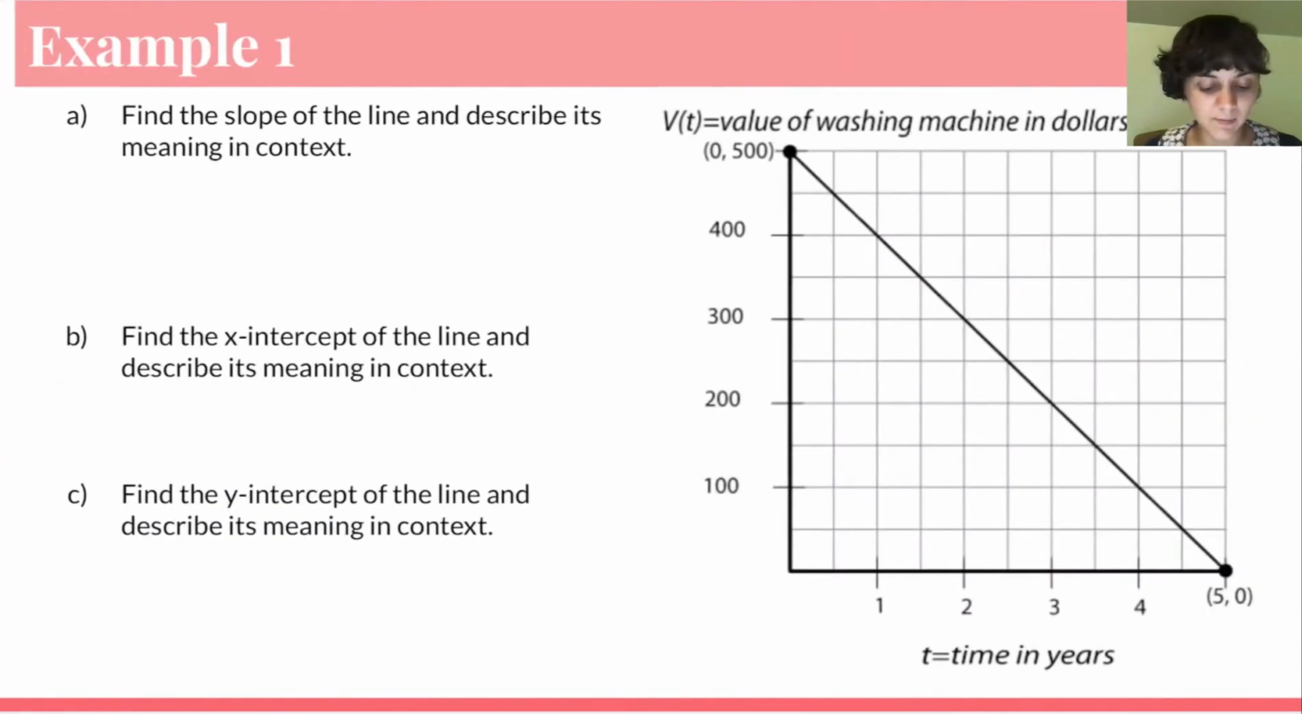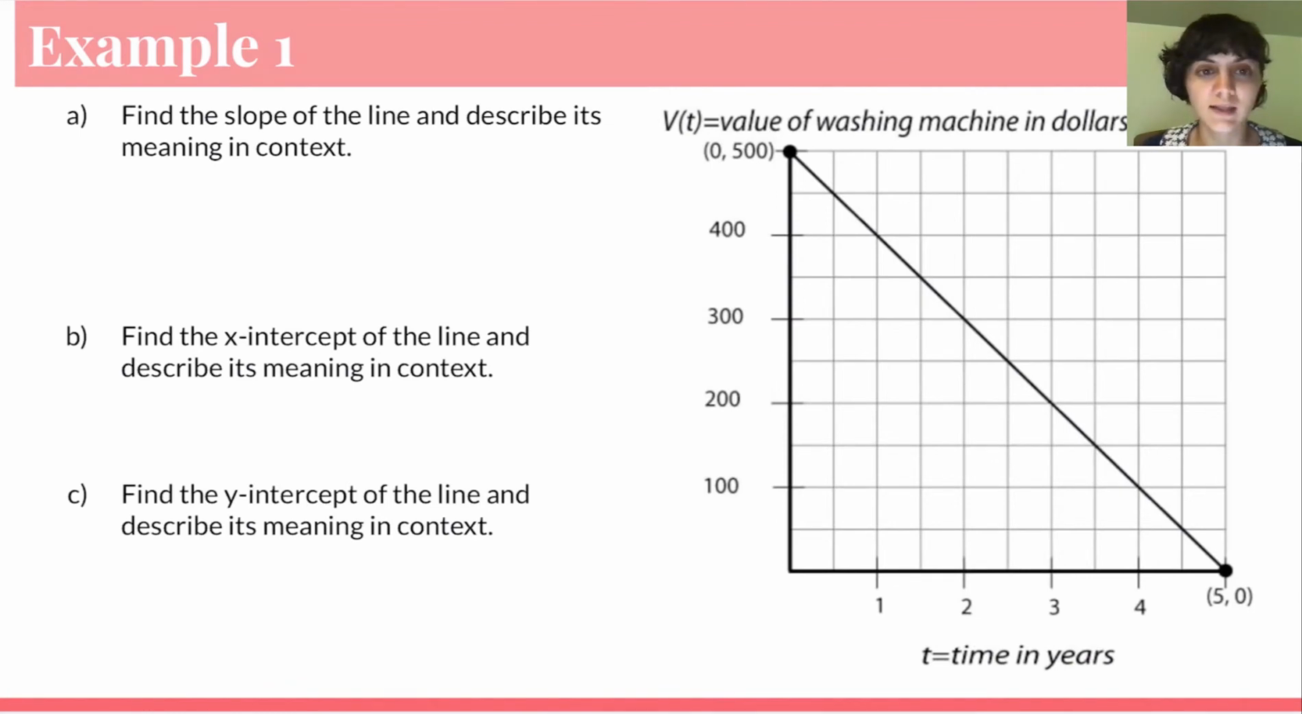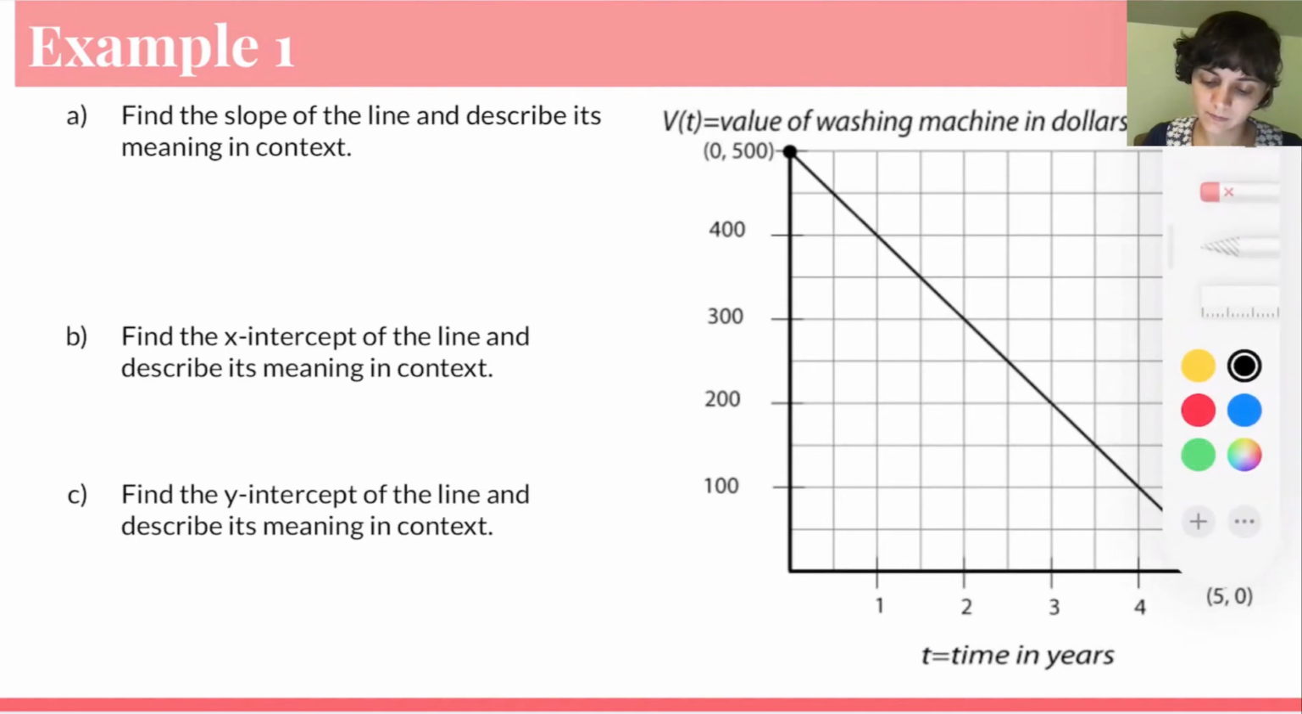Okay, so here's example 1. All of these examples are based around this graph on the right. So go ahead and take a second to look at the graph on the right and make sure you understand what it says. Okay. So first, part A wants us to find the slope of the line and describe its meaning in context.